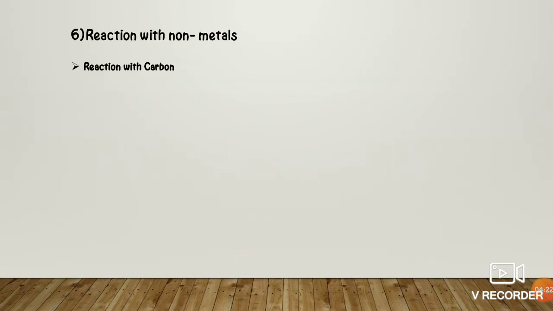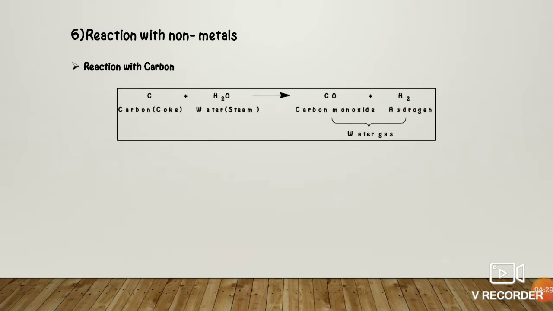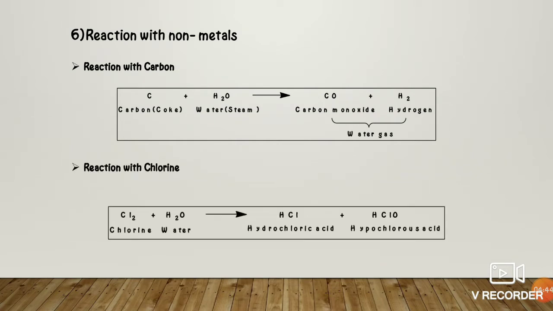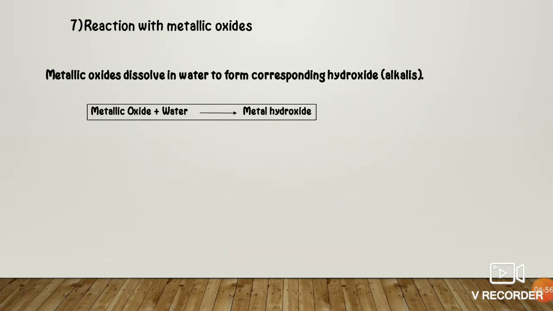Next is reaction with nonmetals. First, reaction with carbon. When steam is passed over red hot coke, that is carbon, water gas is formed. Water gas is a mixture of carbon monoxide and hydrogen gas, which is an important industrial fuel. Another example is reaction with chlorine. When chlorine gas is bubbled through water in the presence of diffused sunlight, hydrochloric acid and hypochlorous acid are formed. Action of water on the metallic oxide.